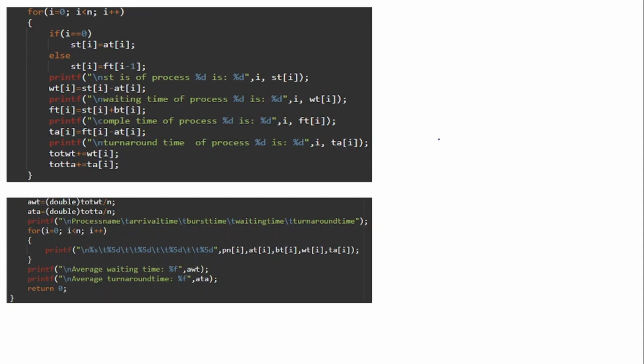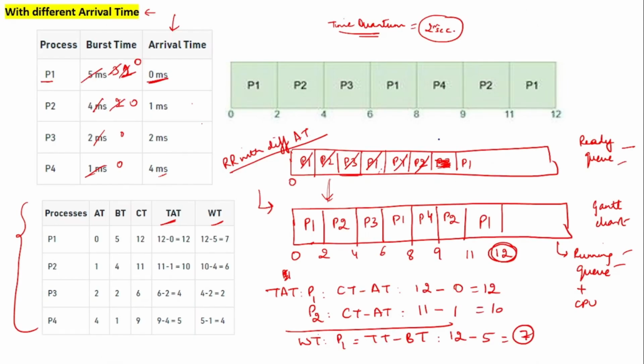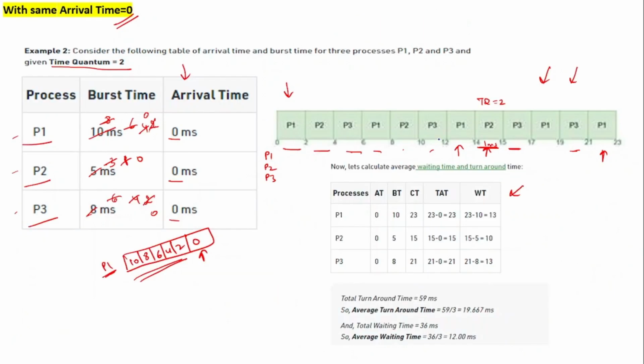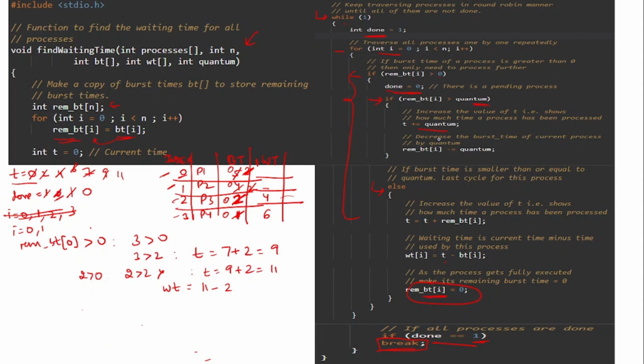This was the shortest job first, and next was the round robin, which is preemptive scheduling. We have discussed the code of the preemptive version of the round robin. In round robin, we give a time quantum to every process for its execution. We have seen round robin with different arrival times as well as one with the same arrival time. While implementing, we implemented round robin with 0 arrival time, that means each process had the same arrival time, which is 0.